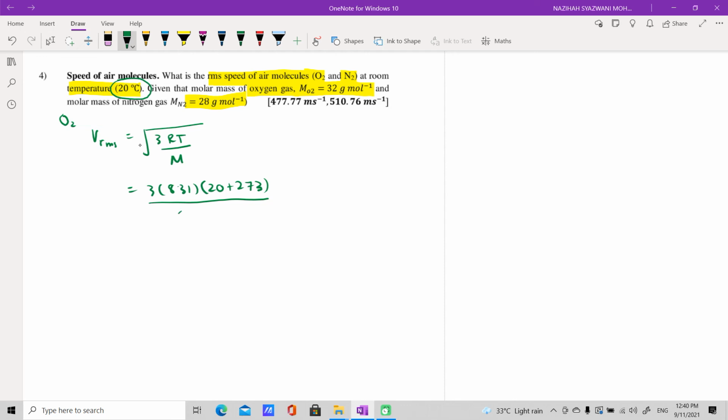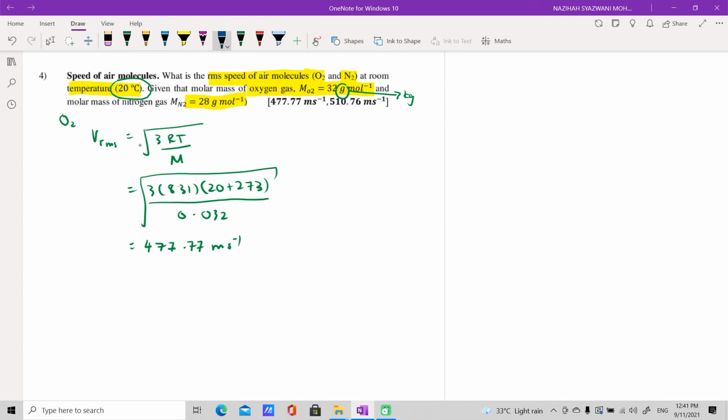Then the molar mass is 0.032, because again this is in gram, you need to convert that to kg. Don't forget to square root to find your answer. Press your calculator, do the math, and you should get 477.77, and the unit is meters per second.